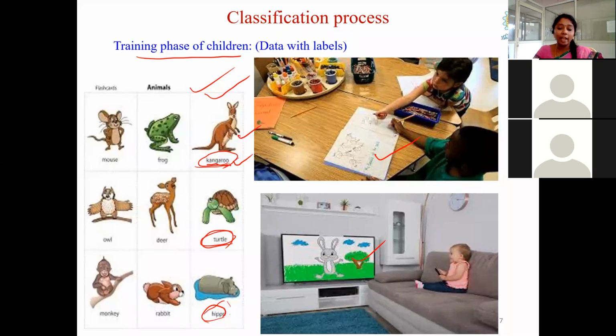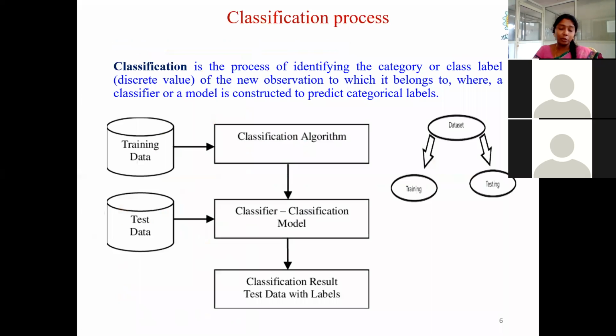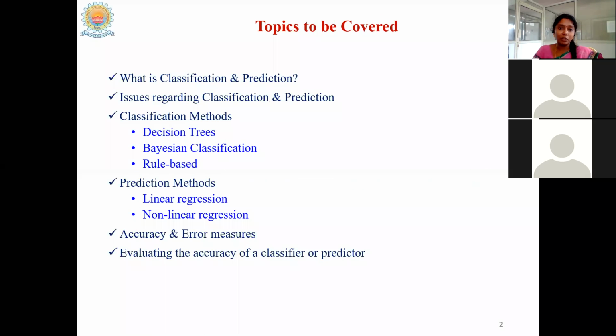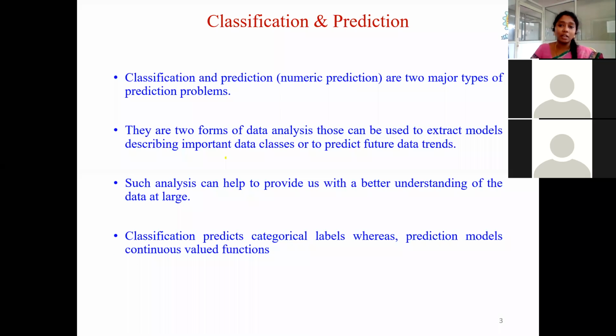Like that, here also we have two phases for the classifier, or two classification phases. So I'm just briefing from the beginning onwards. Look at the slide. Classification and prediction are two major types of prediction problems. So we are predicting something, predicting the label for the unknown observation.